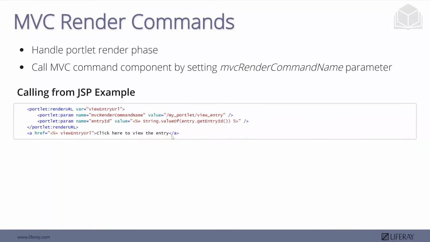Let's first take a look at MVC Render Commands. Over here, we're taking a look at the JSP side. At the JSP side, we have our first parameter here, name equals MVC Render Command name. And we're really interested in the value of that name. The value, my portlet view entry, is what we're going to be listening for, that specific parameter, over in our MVC Render Command component.